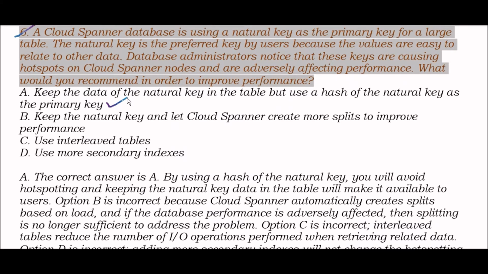Option B, keep the natural key and let Cloud Spanner create more splits to improve performance. Option B is incorrect because Cloud Spanner automatically creates splits based on load, and if the database performance is adversely affected, then splitting is no longer sufficient to address the problem. That's why option B is not suitable in this case.